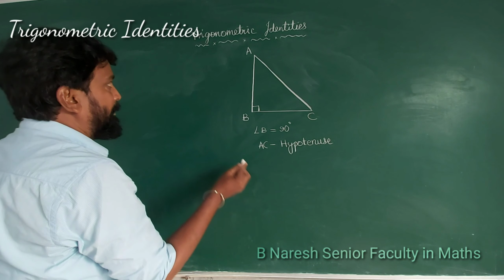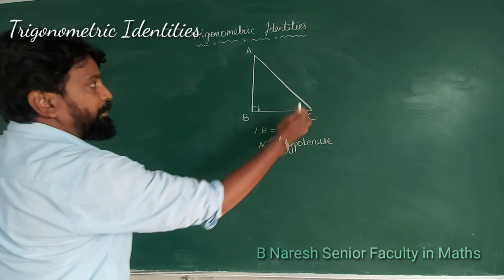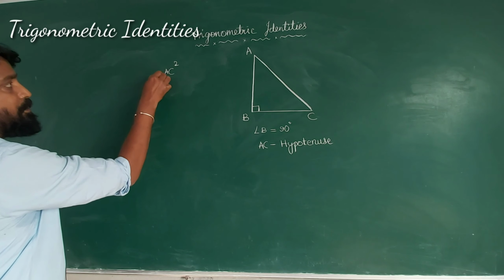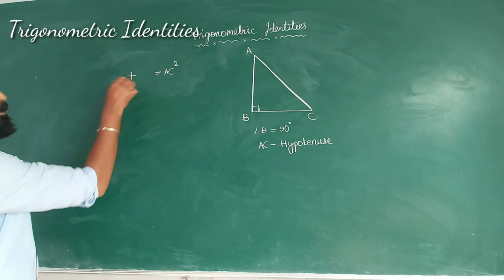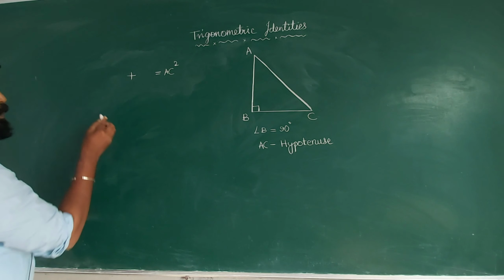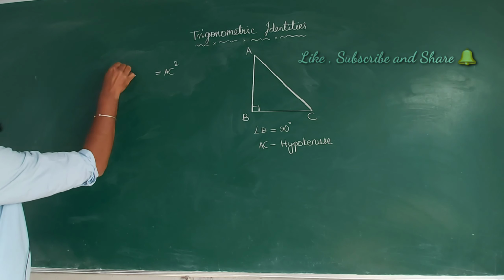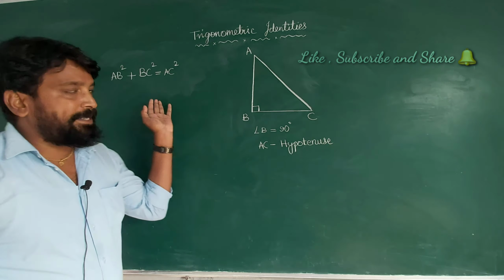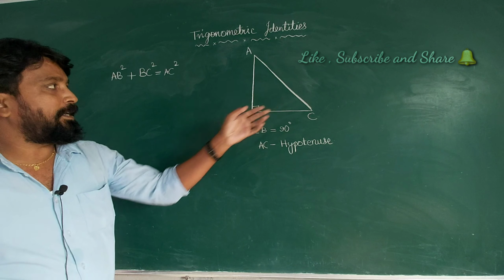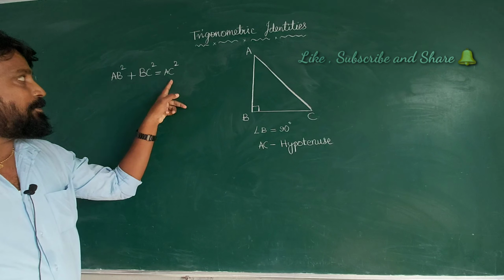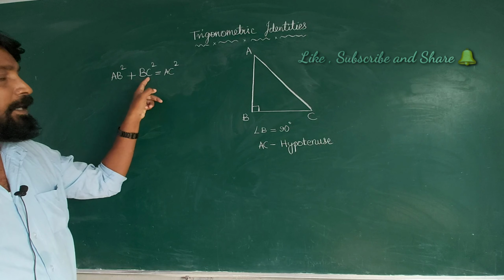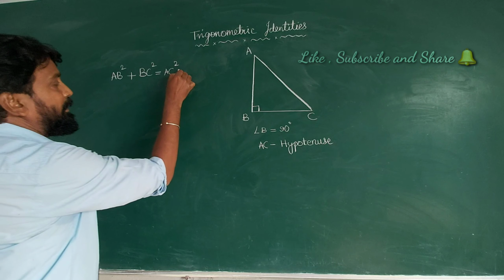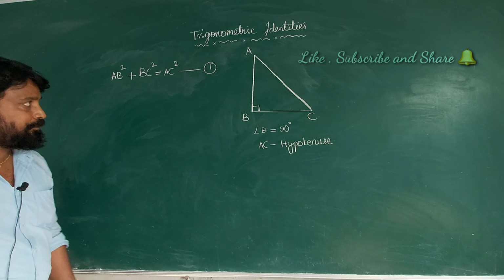From the Pythagoras theorem, we have the square of the hypotenuse is equal to the sum of the squares of the other two sides, that is AB square and BC square. This is Pythagoras law. In a right angle triangle, the square of the hypotenuse is equal to the sum of the squares of the remaining two sides. So AB square plus BC square is equal to AC square. Let this be equation number 1.